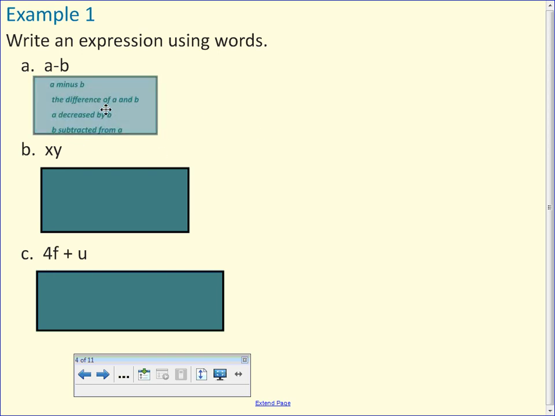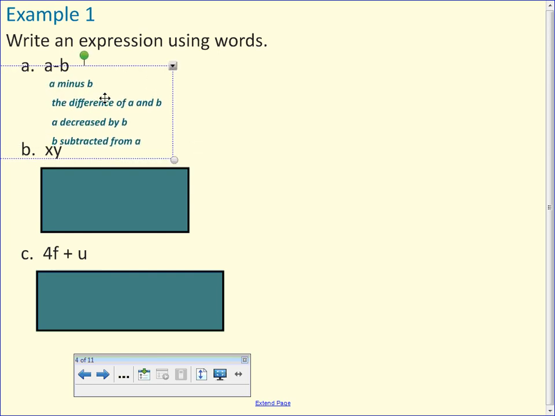Very good. So you can go ahead and add these onto your paper. Trying to get this a little bit bigger. Okay, A minus B, the difference of A and B. A decreased by B. B subtracted from A.